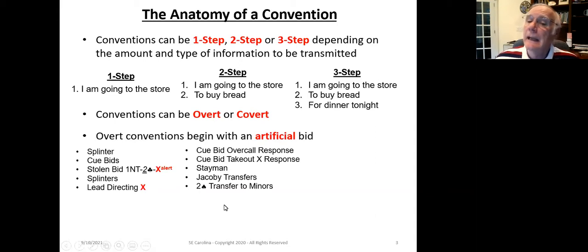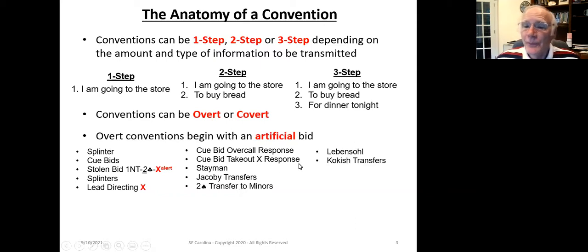Okay, and an example of that, we'll just pick Stayman. Your partner opens one no trump, and you bid two clubs to initiate Stayman, which says, hey, tell me if you've got a 4-card major, and then I'll tell you what I have. So it's kind of like, show me yours and I'll show you mine.